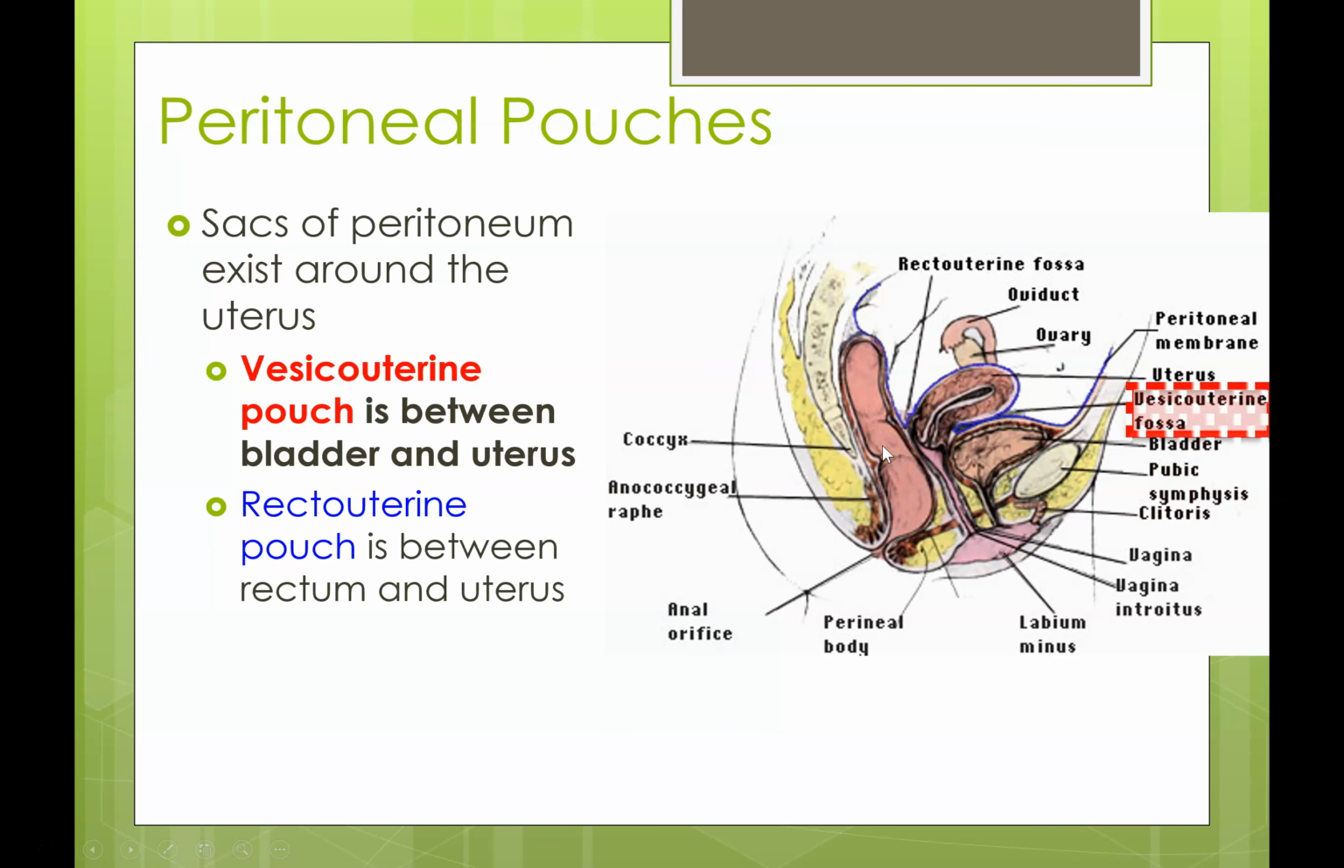So the first pouch we can find between the urinary bladder and the uterus. Vesico refers to our urinary bladder, uterine is referring to our uterus. The other pouch we have is the recto-uterine pouch, and this is formed between the rectum and our uterus.